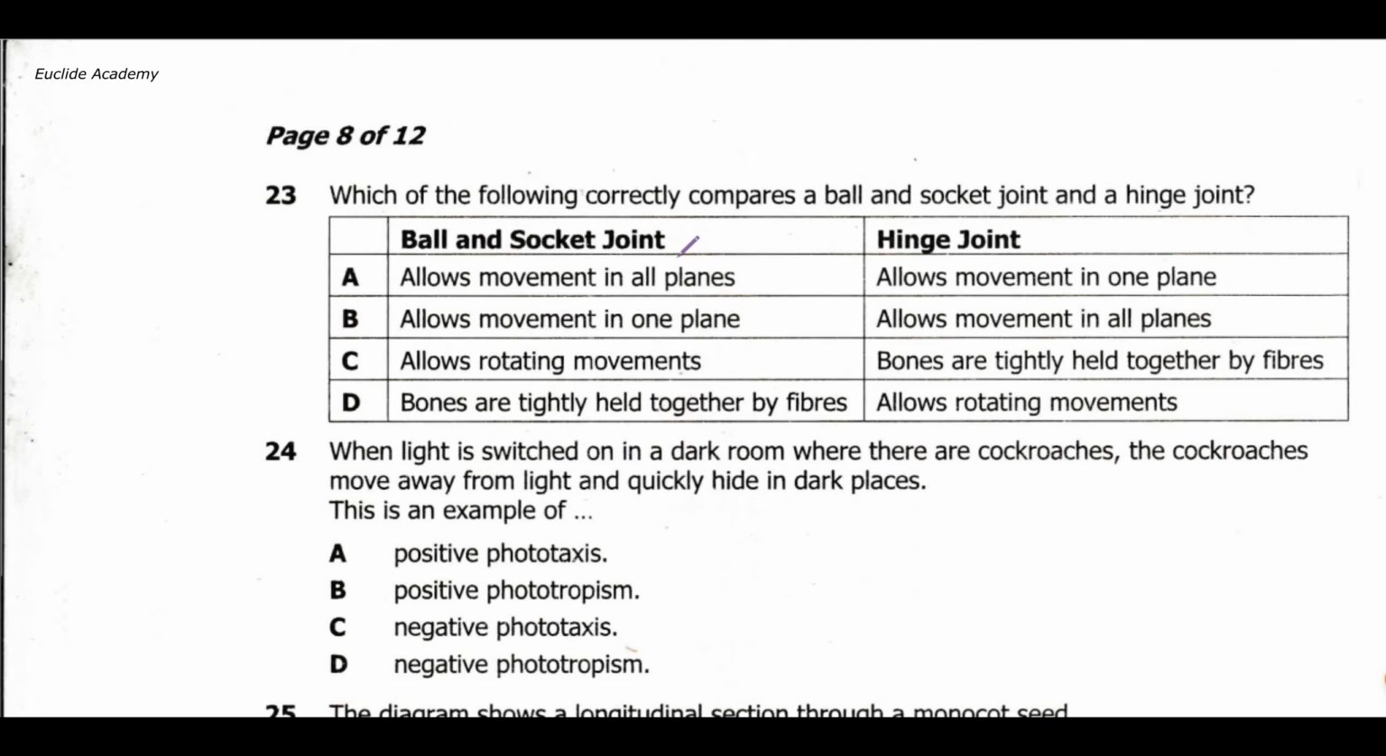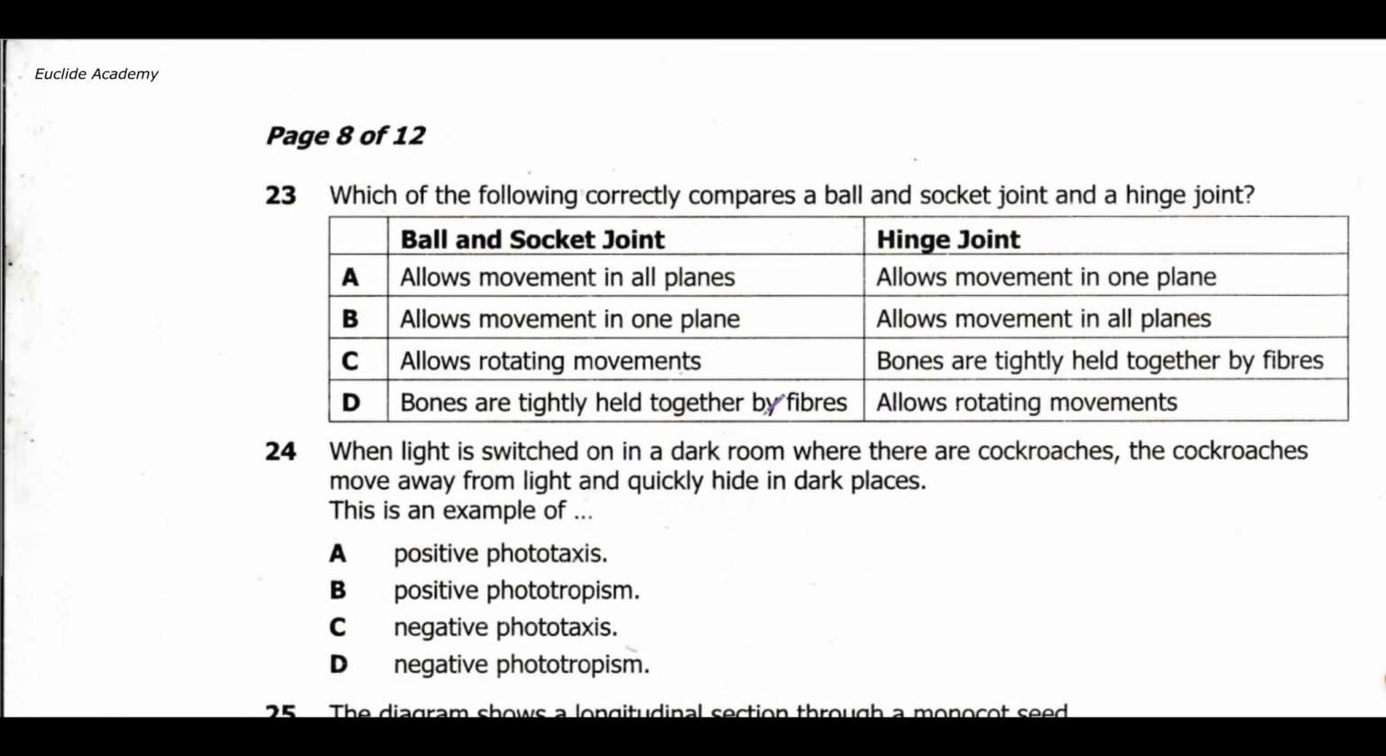Which of the following correctly compares a ball and socket joint and a hinge joint? So ball and socket joint, and then a hinge joint. When we talk about a ball and socket joint, the movement is that it allows movement in about 360 degrees or 3 planes. Then the hinge joint allows movement in one plane. So here says allows movement in all planes. Okay, fair enough. Allows movement in one plane for the hinge joint.